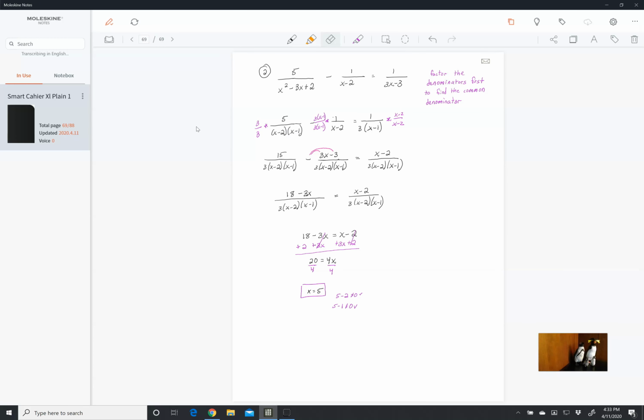So let's review what we did. We factored the denominators first. We found a common denominator second. Remember, this is a common denominator for all fractions, or really all rational expressions. It's interchangeable. Then we combined our fractions.